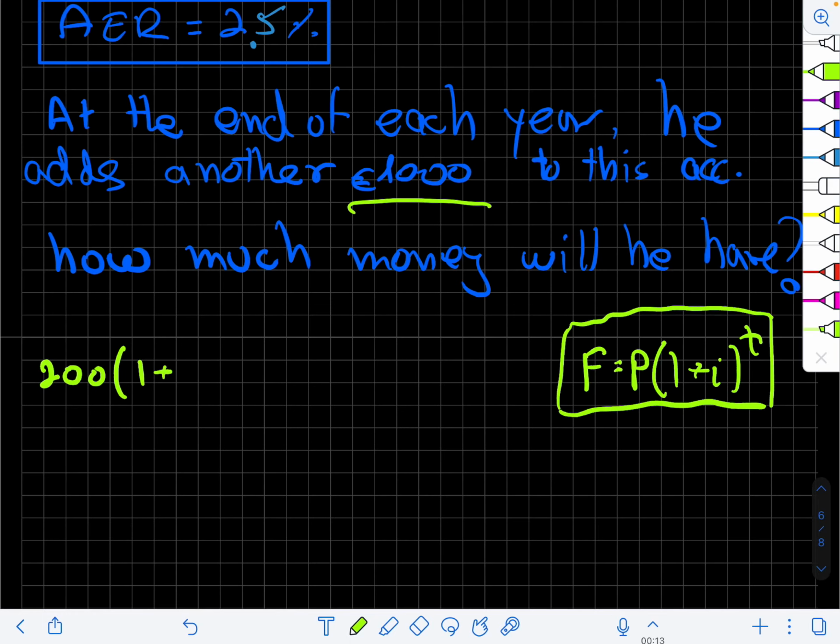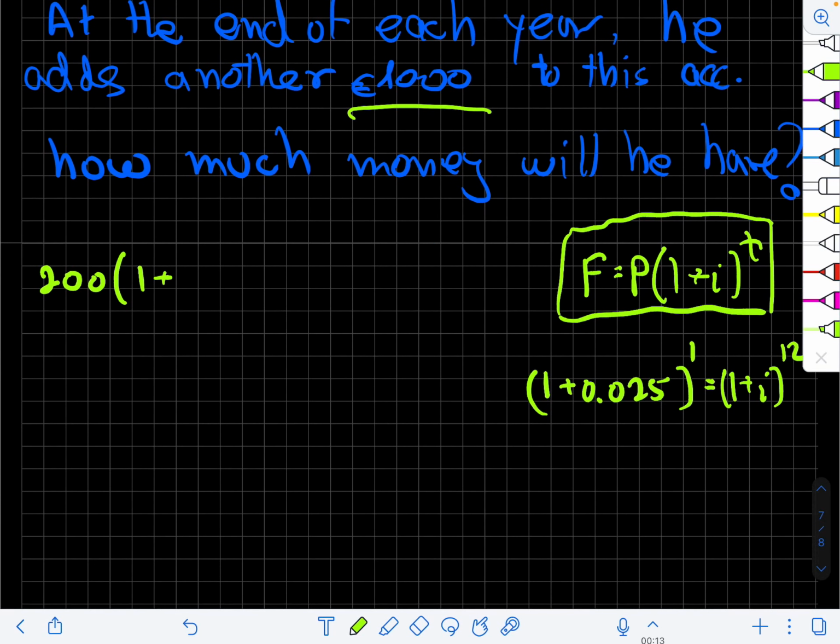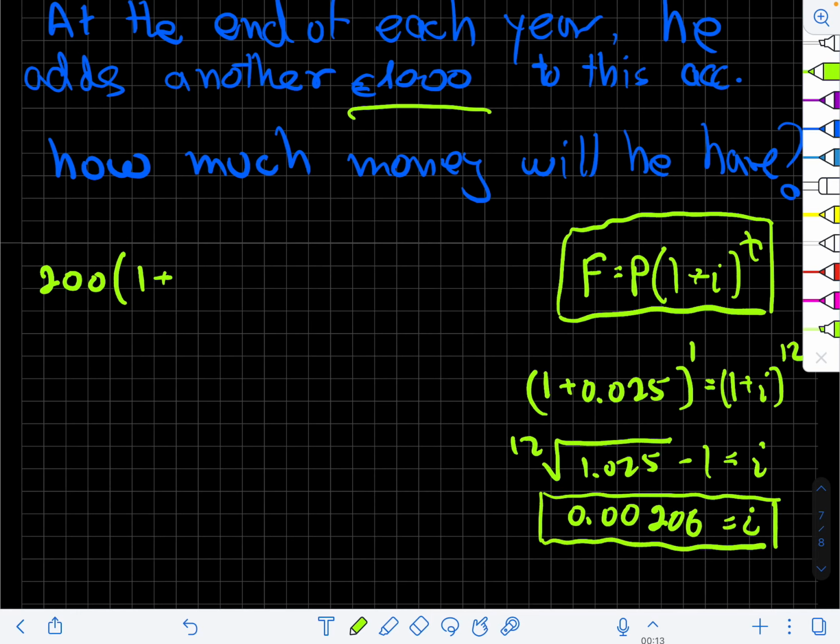And we have to multiply it by 1 plus the interest rate. But the interest rate given in the question is 2.5% yearly, and he's saving monthly. So first thing we have to do is change the yearly to monthly. So 1 plus 0.025, if he got it yearly, needs to be the same as if he got it monthly. That means an interest for 12 months. We rearrange this, so the 12th root of 1.025, take 1, gives us the interest rate. And let's say in the question they say 3 significant figures. So this comes out 0.00206.